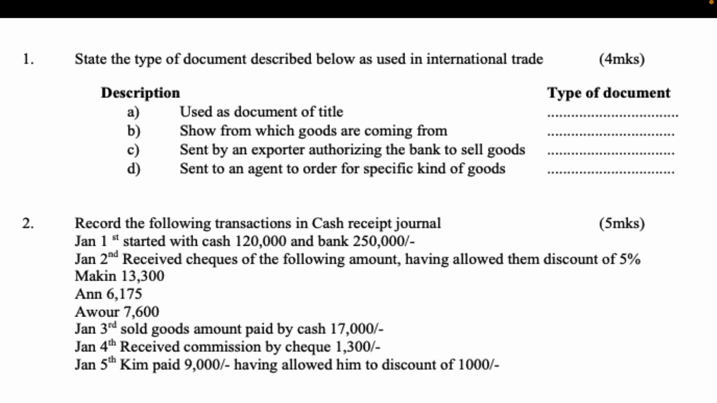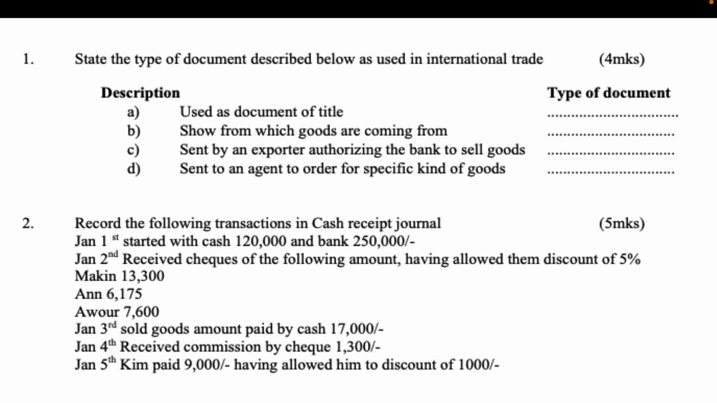2. Record the following transactions in the cash receipt journal, 5 marks. January 1st, started with cash 120,000 and bank 250,000. January 2nd, received checks of the following amounts, having allowed them a discount of 5%: Mackin 13,300, 6,175, Awar 7,600. January 3rd, sold goods, amount paid by cash 17,000.